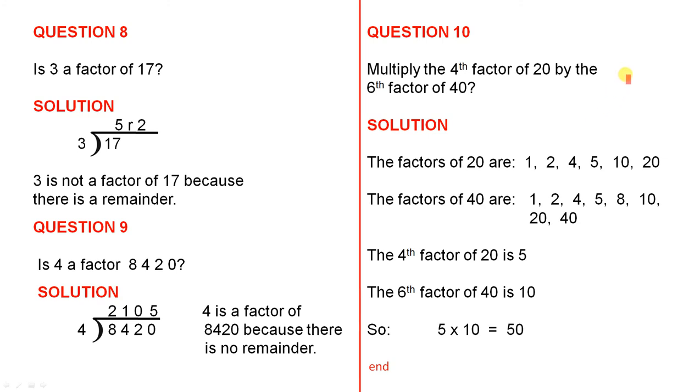Question 10. Multiply the 4th factor of 20 by the 6th factor of 40. So the factors of 20 are those numbers there. The factors of 40 are those numbers there. The 4th factor of 20 is 5. The 6th factor of 40 is 10. So 5 times 10 equals 50.